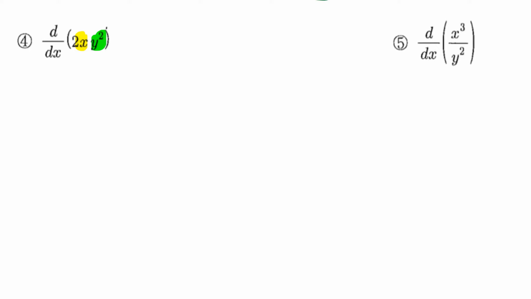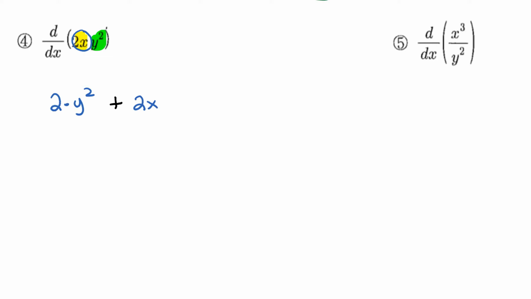All right, so I need to take the derivative of the yellow term first. So the derivative of 2x is going to be 2, and then I times that by the green term, which is y squared. And then the product rule states that I need a plus sign. And then I would write out the first term, which is just 2x, which is the yellow guy.